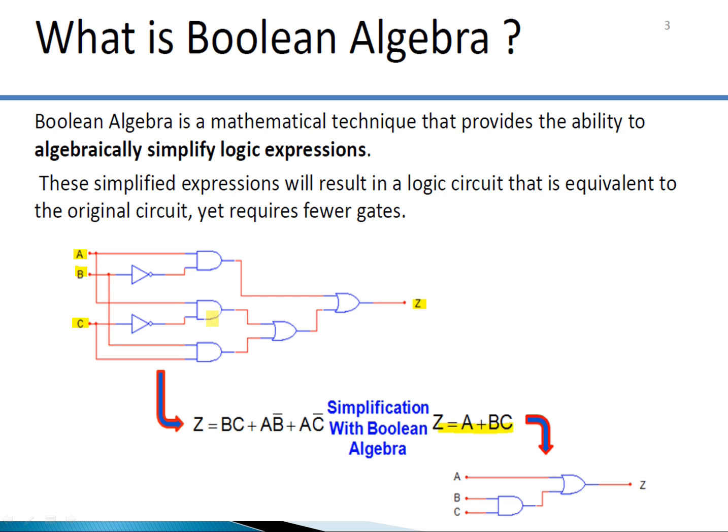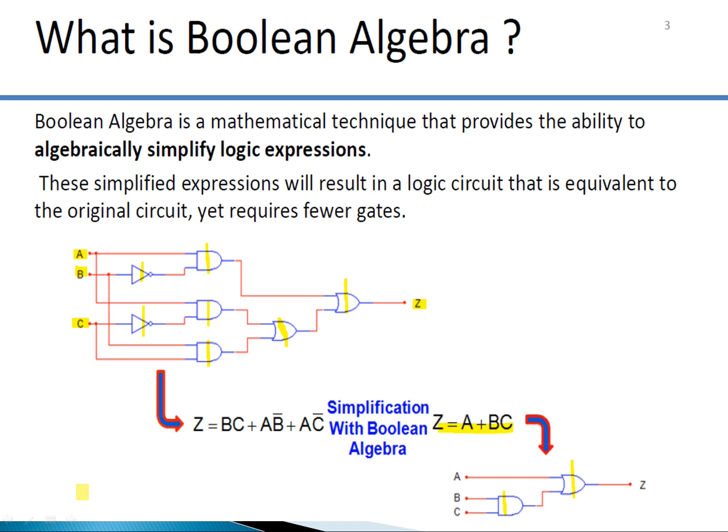And now compare these two circuits. Here there are a total of 7 gates required for this circuit, that is 2 NOT gates and 3 AND gates and 2 OR gates. But this circuit requires only 2 gates, 1 AND gate and 1 OR gate, so that we can reduce the number of gates required for that circuit without affecting the functionality of the circuit.